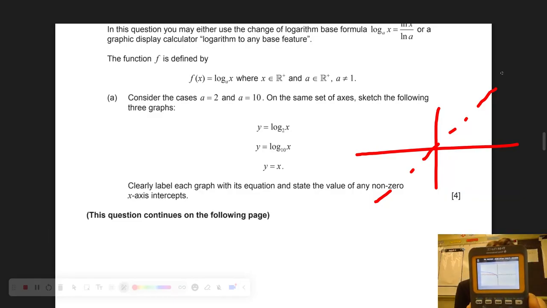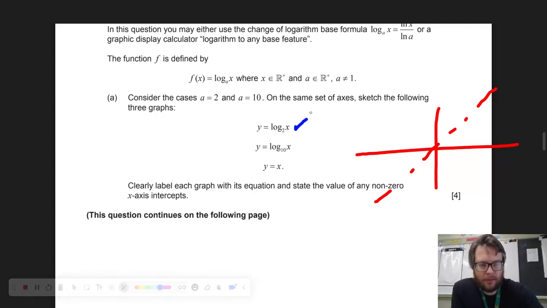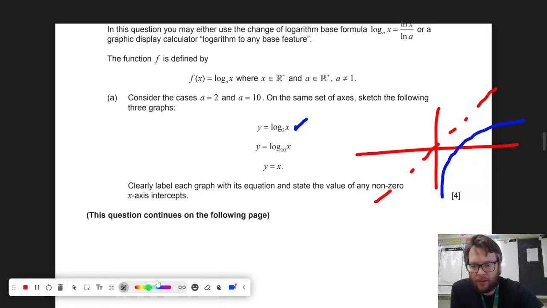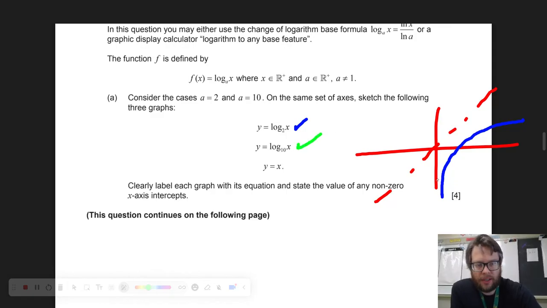So here are the 2 graphs that I see. And then I'm going to graph y equals x on there also, so you can see how the color coding works on my screen. So both of my log graphs, let's make this one log base 2, and then make this one log base 10.